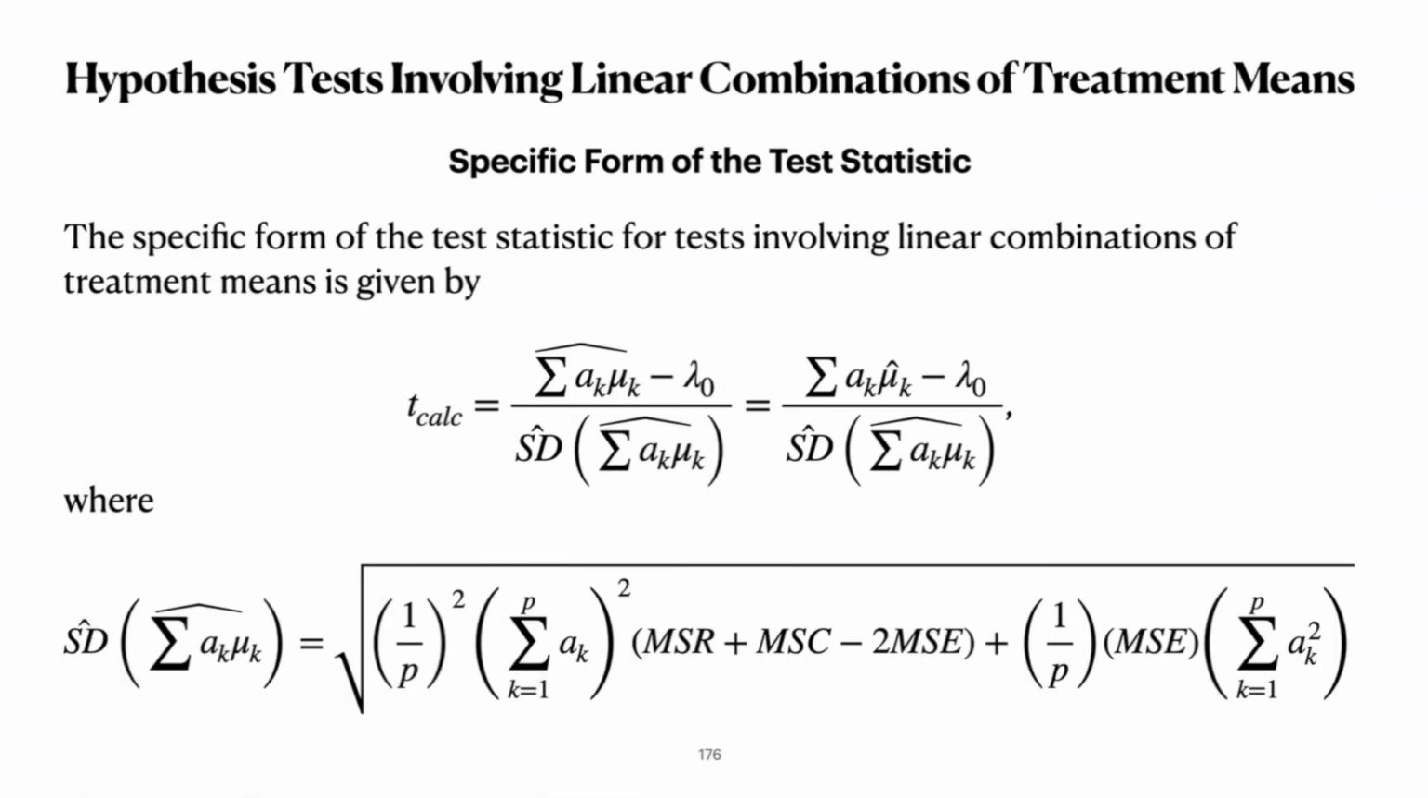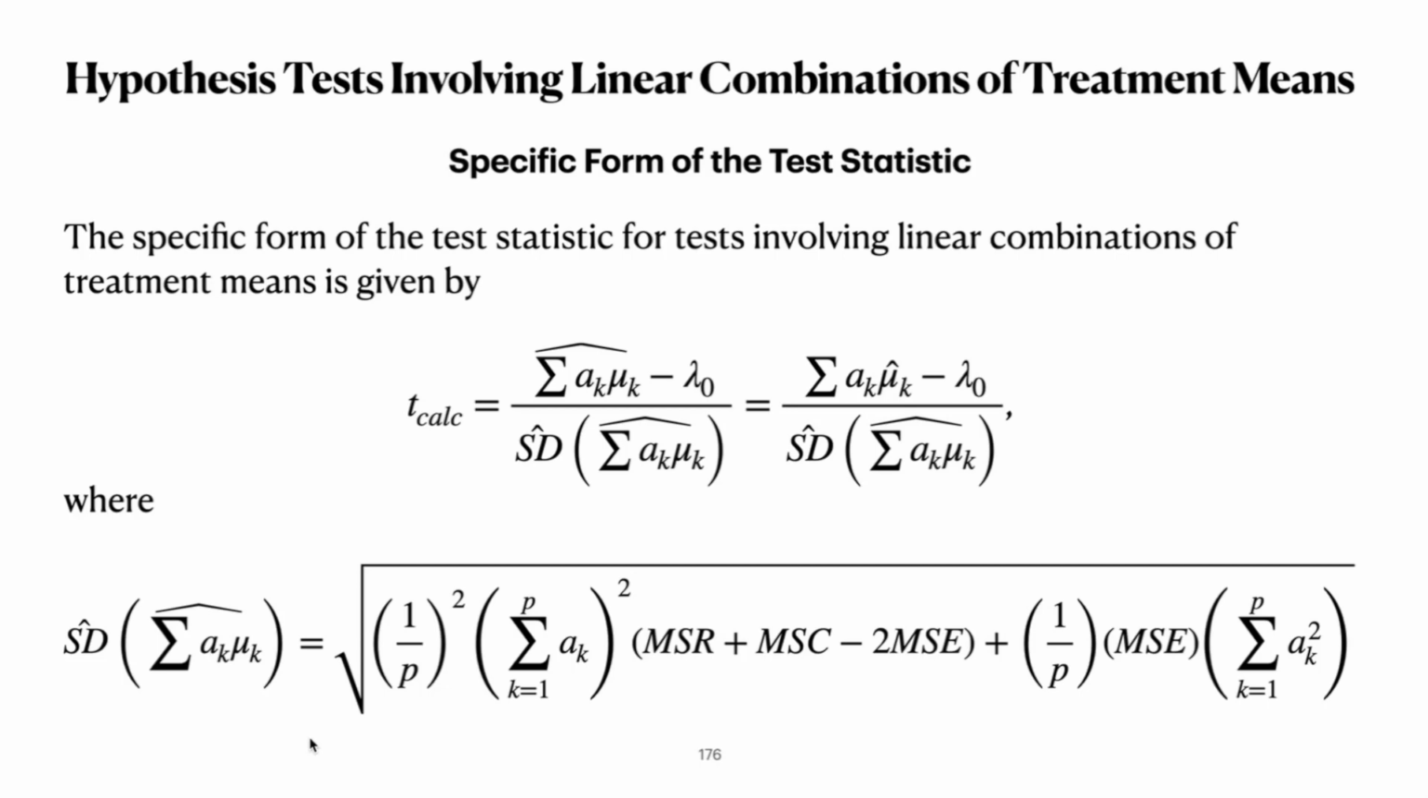All right, so the specific form of the test statistic in this scenario has a numerator that is going to be the same as it was in the previous situation, but the difference is in the denominator, in particular the estimated standard deviation of the point estimator in the numerator, and this is the expression for that estimated standard deviation.